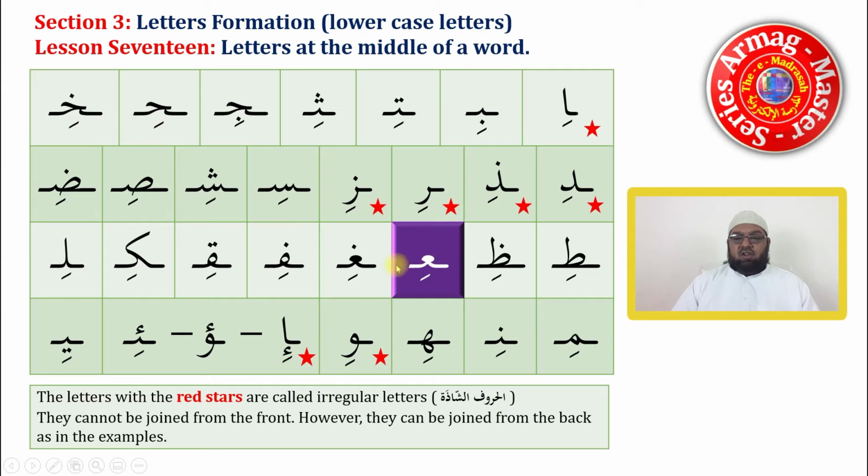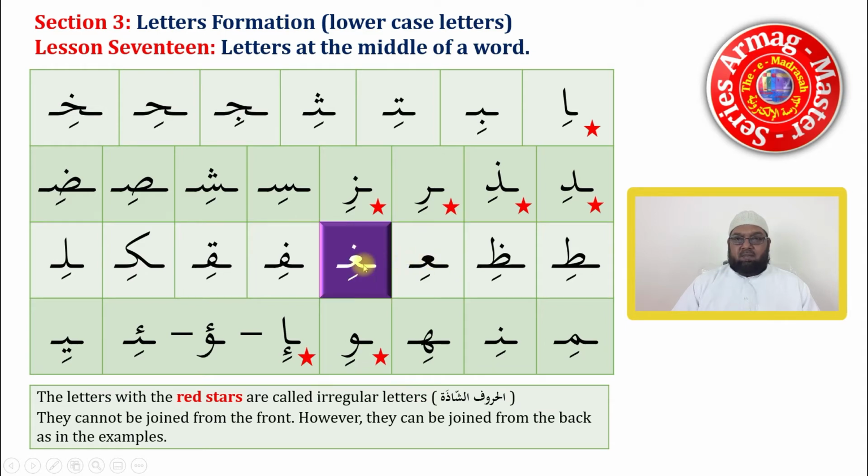Now pay attention to Ain. When Ain appears at the middle of a word, it does not have the head that it normally has. So it changes into an upside down triangle. Okay? Just that's the closest we can describe it, as an upside down triangle. Okay? So if Ain is like that, then of course Ghain is gonna be the same way. Yeah? So Ghain with Kasra gives us Ghi.